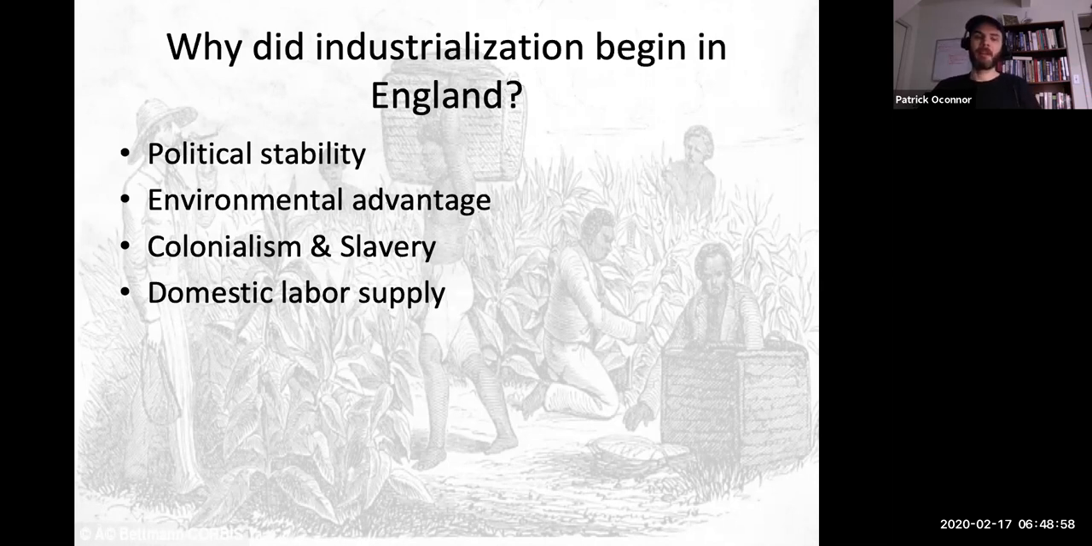Okay, so those are some advantages that England has, right? Political stability, access to coal, access to an empire of slavery, and a very desperate domestic labor supply that has no choice but to come and work in factories. It's a process of enclosure.